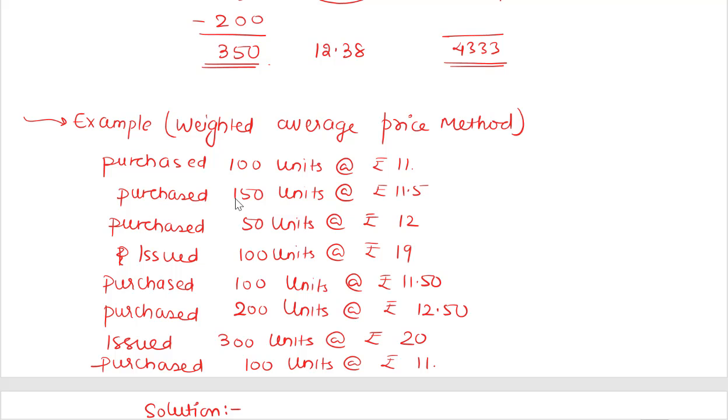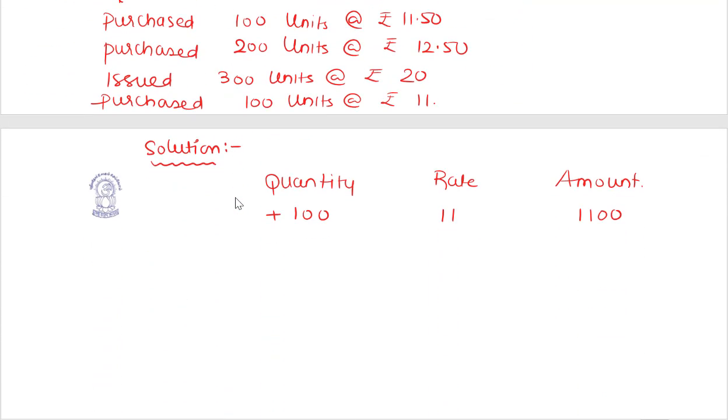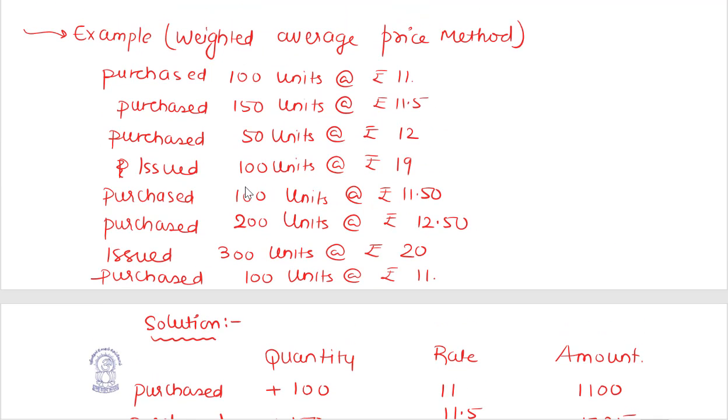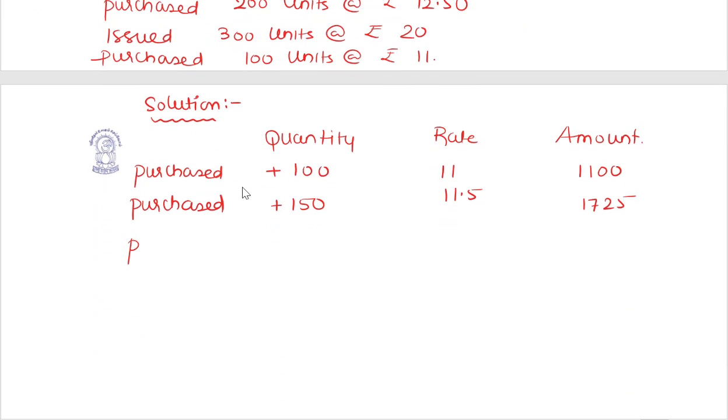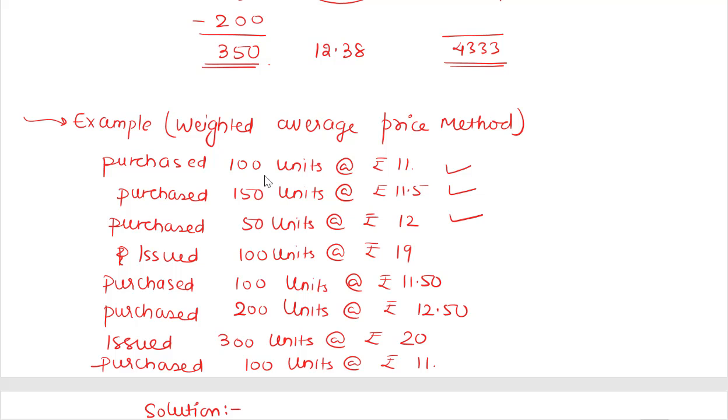Purchased 150 units at 11.5. This is 1725 and this is purchase. Again purchase 50 units at 12. 12 multiplied by 50, 600.